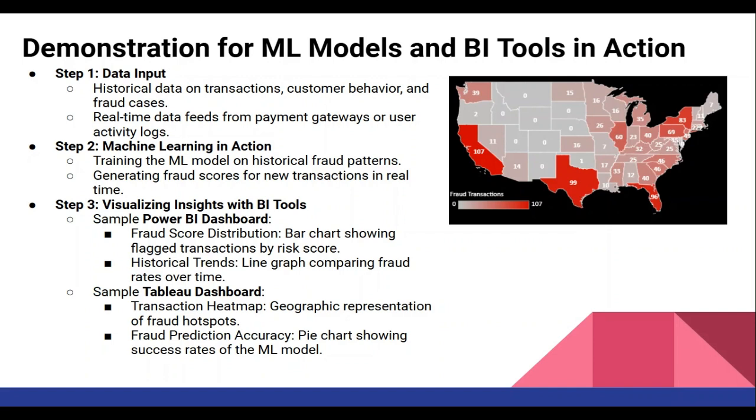Step 2 is machine learning in action. The first part of step 2 is training the ML model on historical fraud patterns. From this, we can generate fraud scores for new transactions in real time.